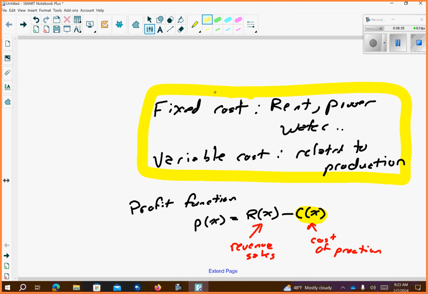The example down below says, suppose when 1,000 widgets are sold, the company makes $15,500, and when 1,800 widgets are sold, the company makes $27,900.